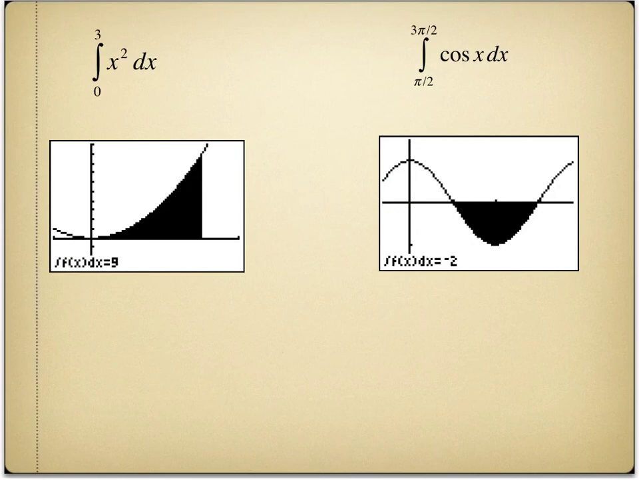Sure enough, I checked this on the calculator here. Here's the integral of x squared between 0 and 3. And sure enough, that's 9. Definitely a positive area here. Here's the one we just did for cosine. Keep in mind, this is the cosine graph, and this is the area we're looking for between pi over 2 and 3 pi over 2. And sure enough, it is that -2 that we found on our last slide.